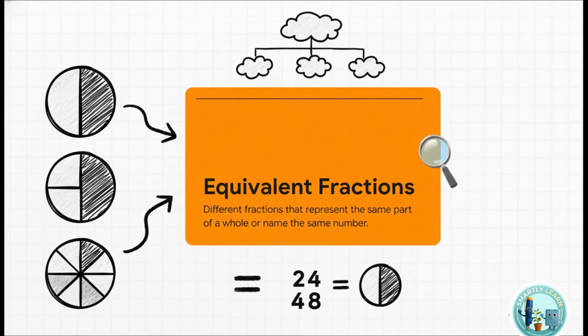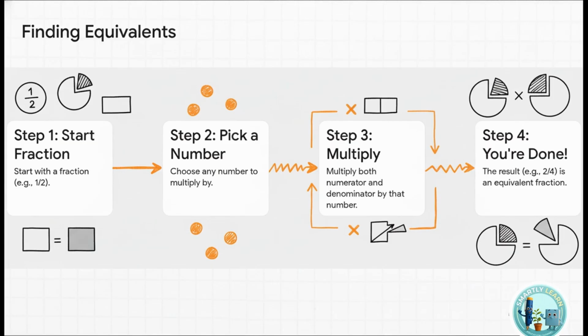What you just saw with your own eyes, that's the magic of equivalent fractions. They're just different names for the exact same amount. So 1/2, 2/4, and 4/8, they might look different, but they're all part of the same family. They all represent the exact same value. And the best part is, you can create them yourself, like an infinite number of them.